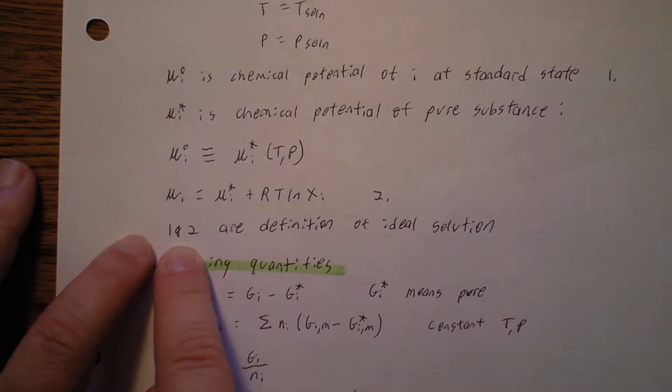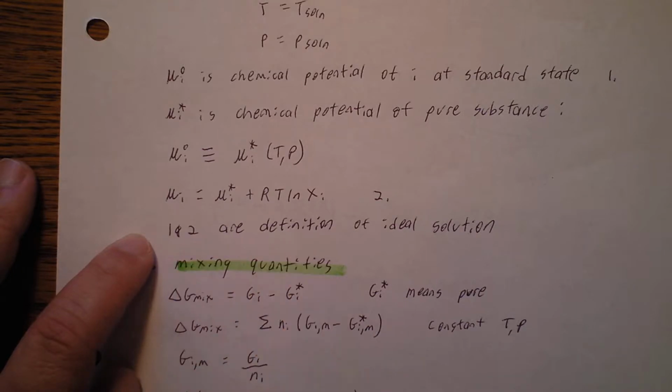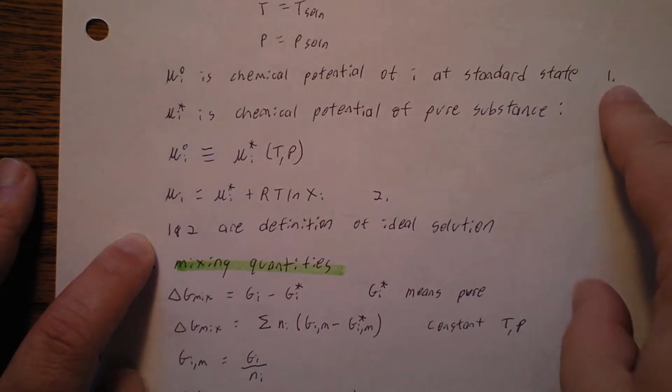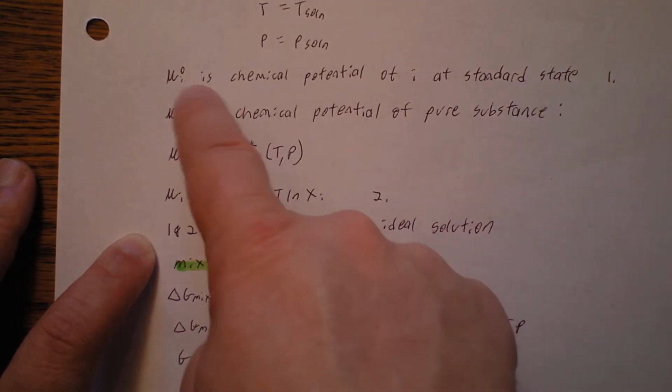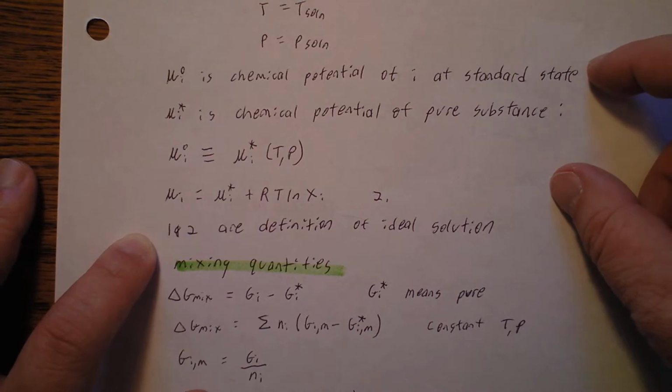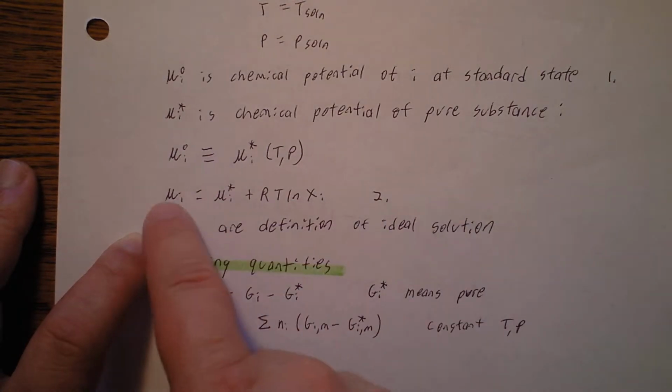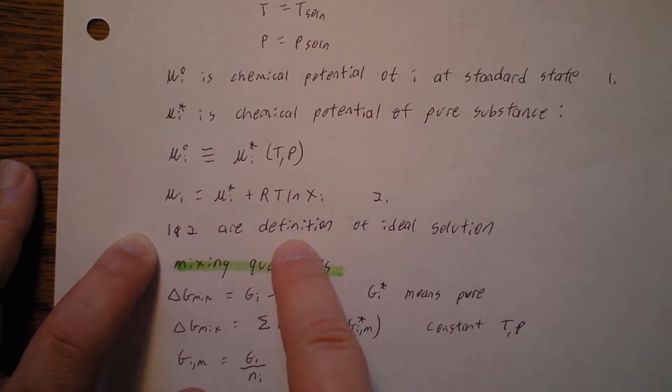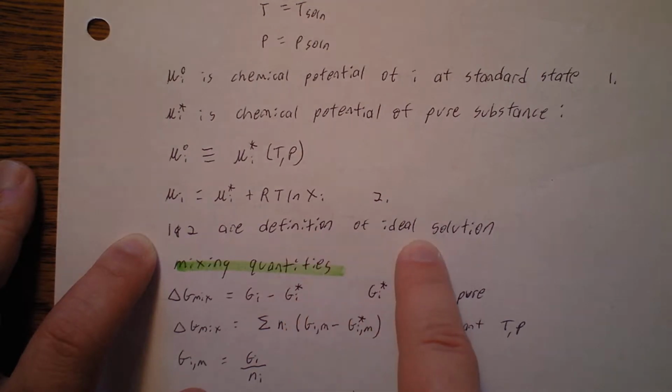Now, 1 and 2 are the definition of an ideal solution. Okay, I see what I did. So this 1 up here and then the 2 down here. These two together, the definition of the chemical potential in the standard state and then this change, are both true if you have an ideal solution.